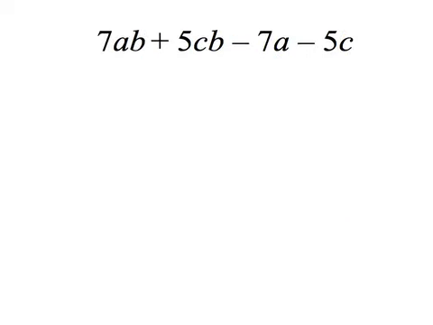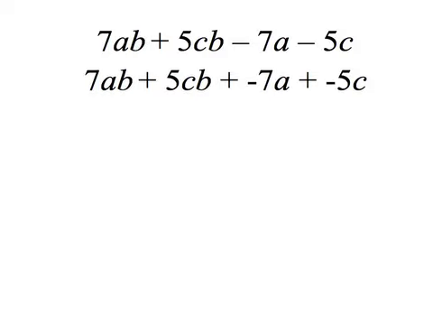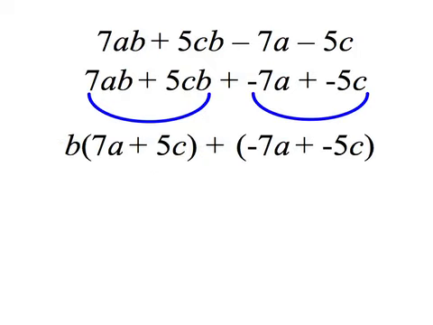And here's one with two subtractions in the third and fourth terms. So to try not to make a sign error, we're going to change subtract 7a to add negative 7a and subtract 5c to add negative 5c. And we group up the first two and the last two. And the first two have a common factor of b.